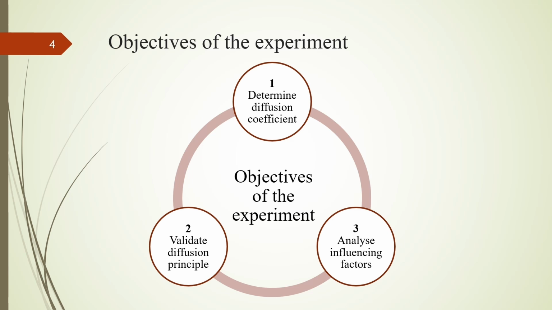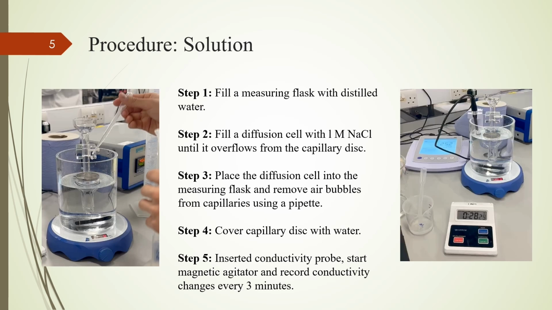The objective of this experiment is to determine the diffusion coefficients for liquids and gases, using an experimental setup, and to validate the diffusion principles by using the observed data. We are also aiming to investigate the factors influencing the diffusion rates, such as concentration gradient and temperature. Two sets of experiments were carried out to investigate the diffusion in liquid solutions and in gases.